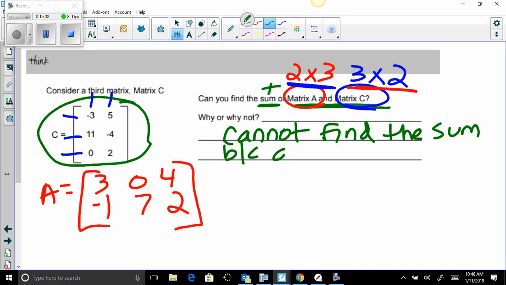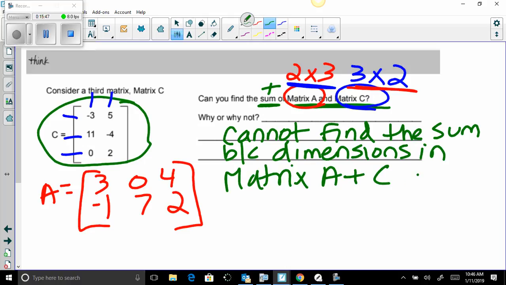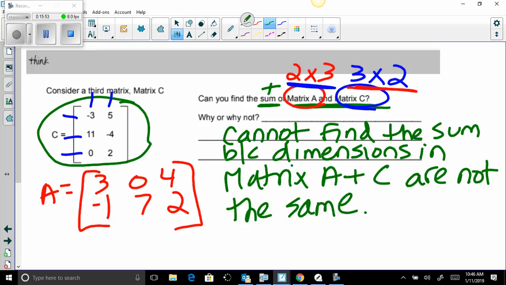You cannot find the sum because the dimensions in matrix A and C are not the same. You can go ahead and look on Google Classroom for what you need to do now.